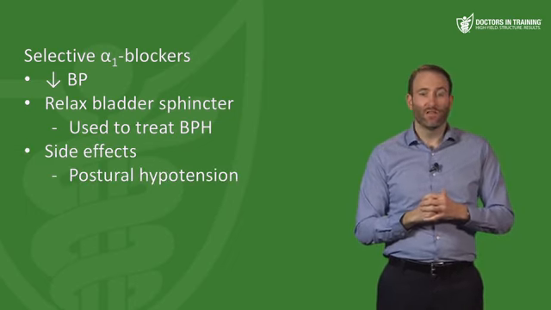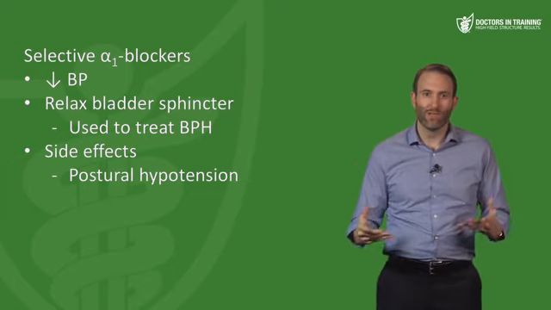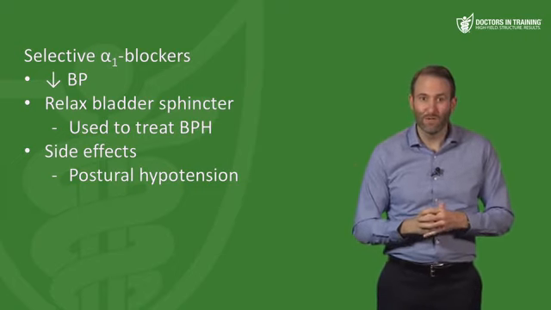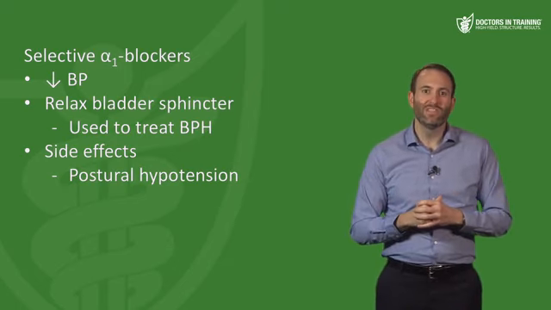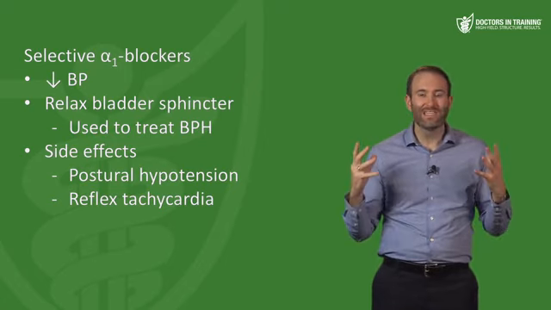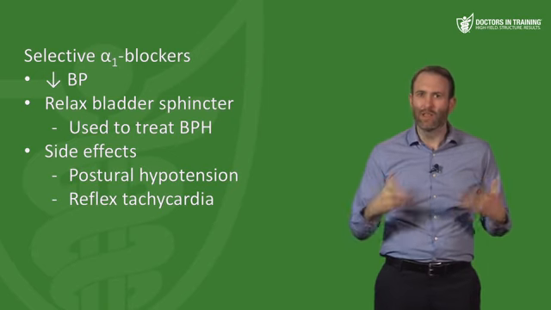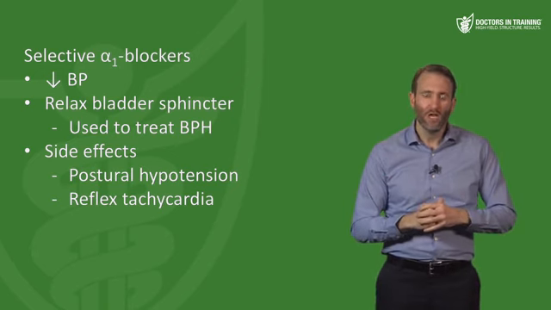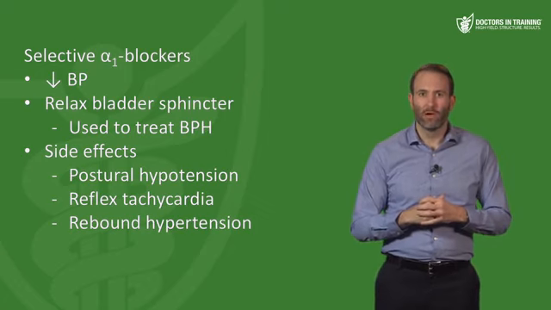Now, their side effects include postural hypotension. So when they stand up, they drop their BP real quick and they can pass out. And that certainly makes sense because these drugs, again, will reduce peripheral resistance. Now also you'll see some reflex tachycardia, and again that makes sense because your body senses a lower peripheral resistance. It's going to react by increasing that heart rate to compensate. Rebound hypertension is also a concern when you stop these medications abruptly.